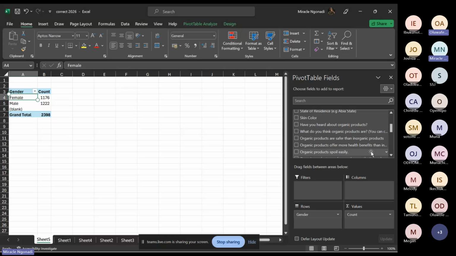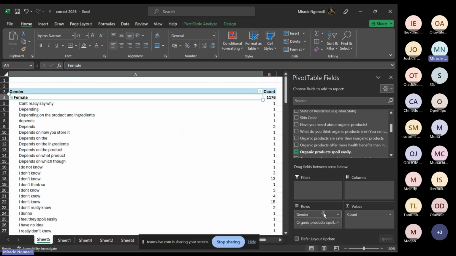Okay, let's start with organic products spoil easily. Now, drag it under rows again, meaning you want it to appear under each gender. No, take it out. Now, click on it under that rows and drag it outside. It will disappear. Drag it to the left.